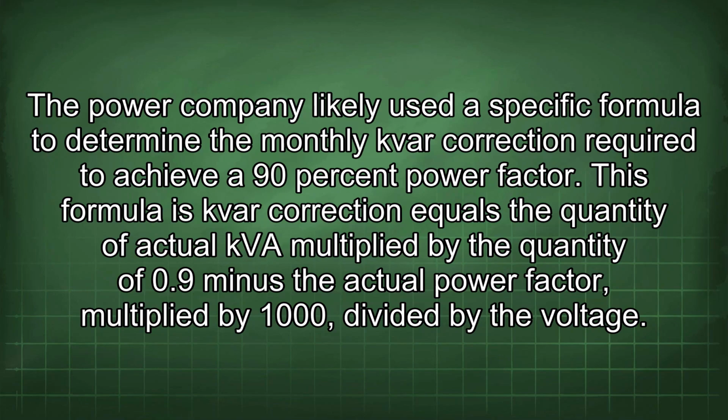The power company likely used a specific formula to determine the monthly kvar correction required to achieve a 90% power factor. This formula is: kvar correction equals the quantity of actual kVA multiplied by the quantity of 0.9 minus the actual power factor, multiplied by 1000, divided by the voltage.